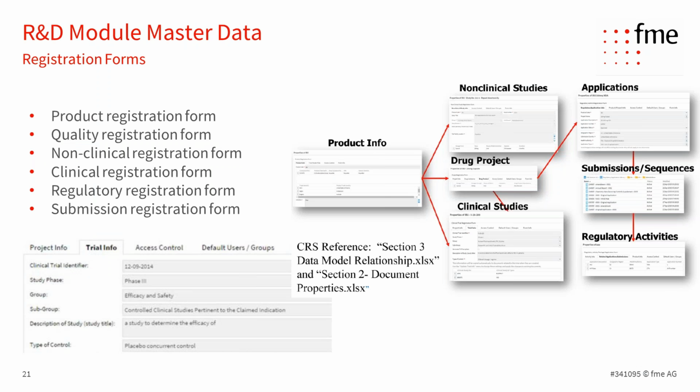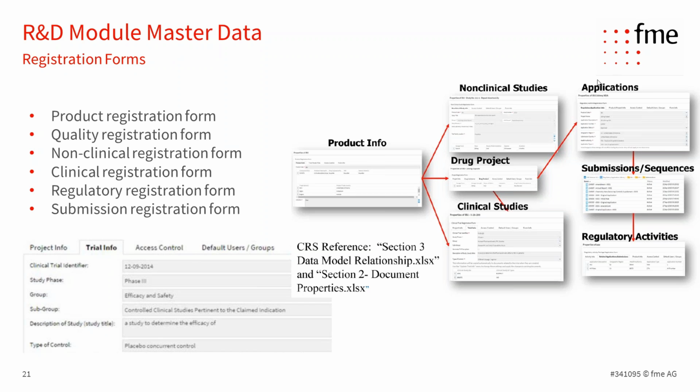So here's an example of the regulatory master data, the registration forms. There's a model here. You have your product information, where you can have one or more products that are associated to one or more non-clinical studies or your drug projects. So there's a relational model here. But at the end of the day, you have your products, your non-clinical studies, your clinical studies, your drug projects.